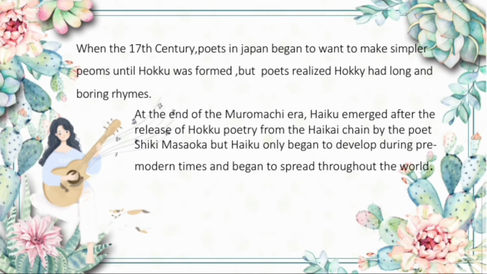In the 7th century, poets in Japan began to want to make simple poems until haiku was formed, but poets realized haiku had a long and boring rhyme. At the end of the Muromachi era, haiku emerged after the release of haiku poetry from the haiku chain by the poet Shiki Masaoka, but haiku only began to develop during pre-modern times and began to spread throughout the world.